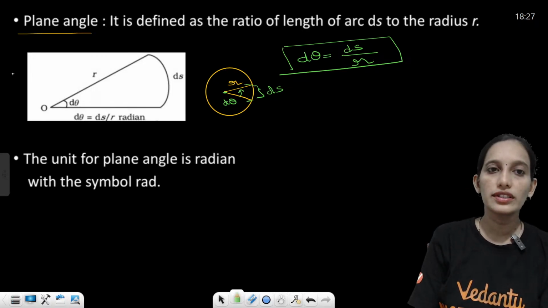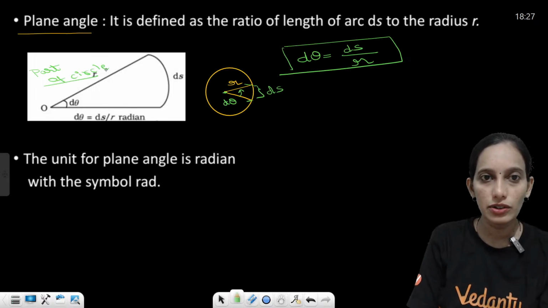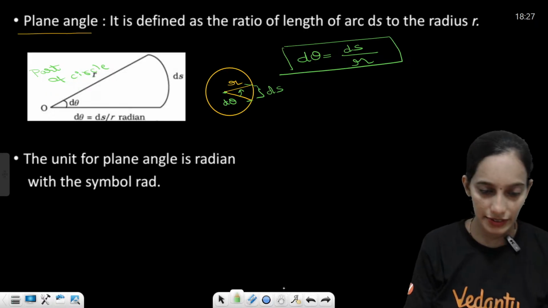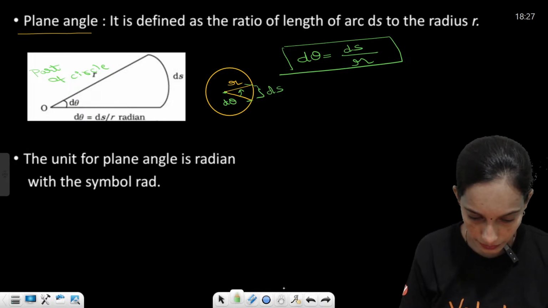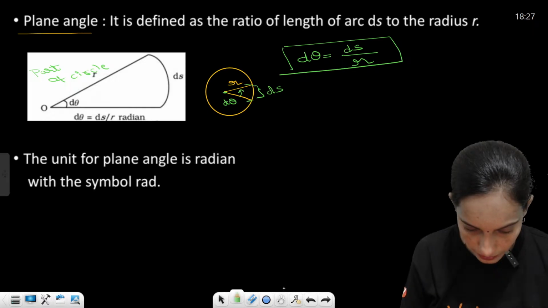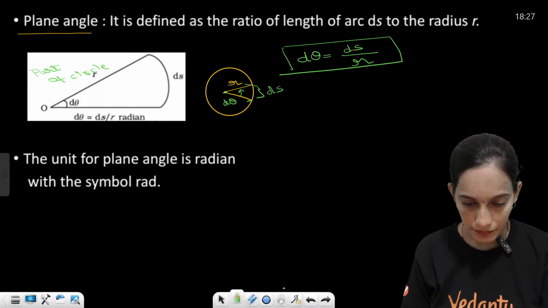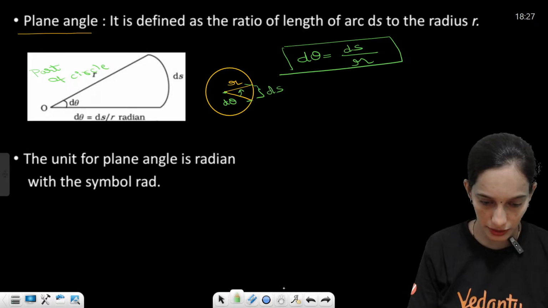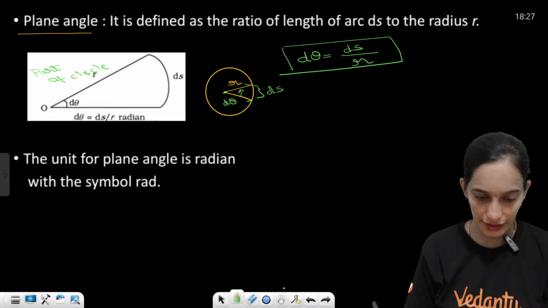Okay, so this is representing a part of the circle. This definition is for a part of a circle. So, plane angle, is it clear? Yes, if any doubts please ask in the chat box. Okay, I think it is clear till here.